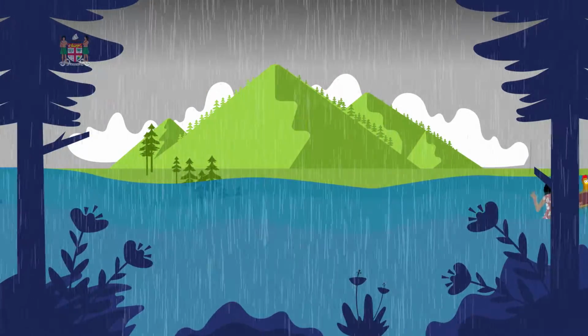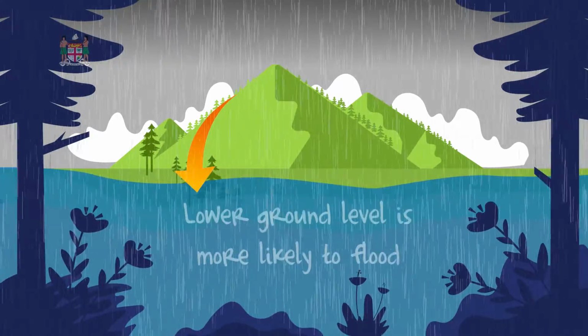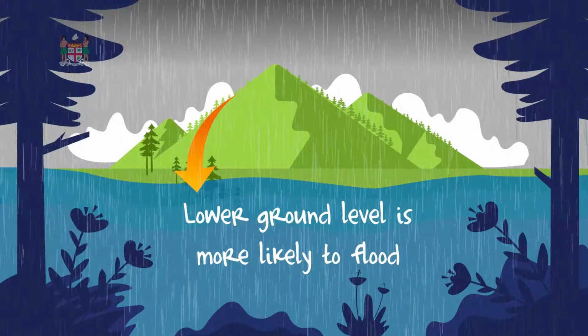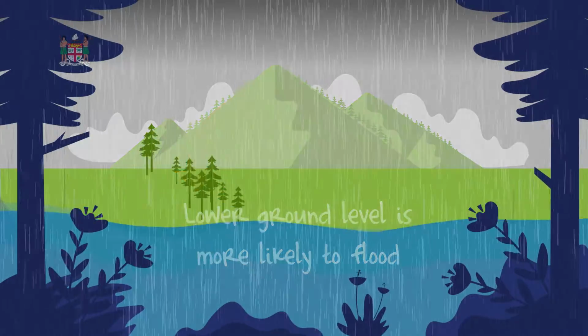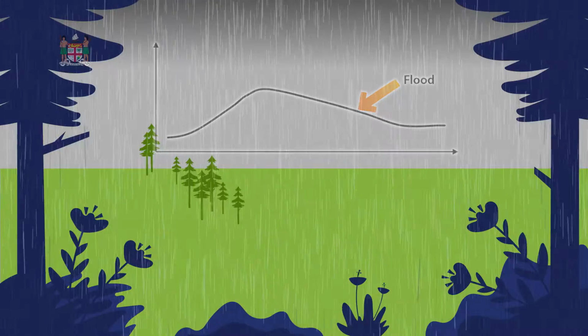Due to the natural behavior of water, it moves from higher ground level to lower ground level. This means the lower ground is a lot more likely to experience flooding. Water levels recede or go down at a slower rate than it rises.